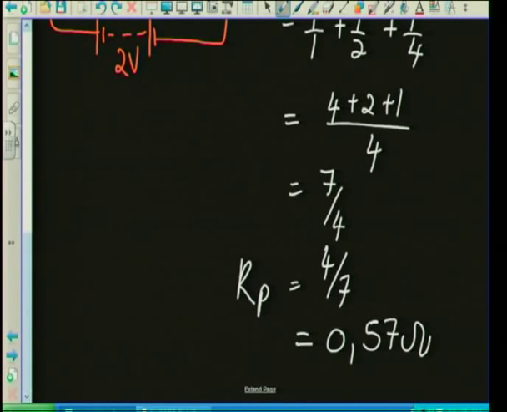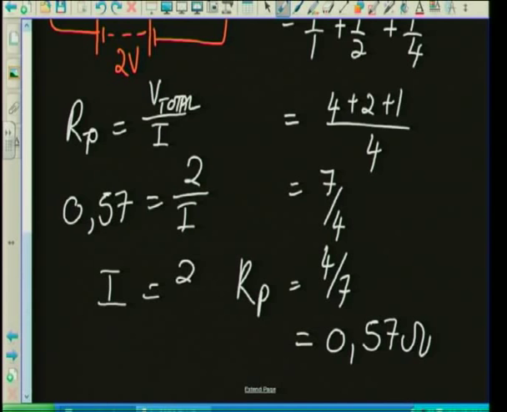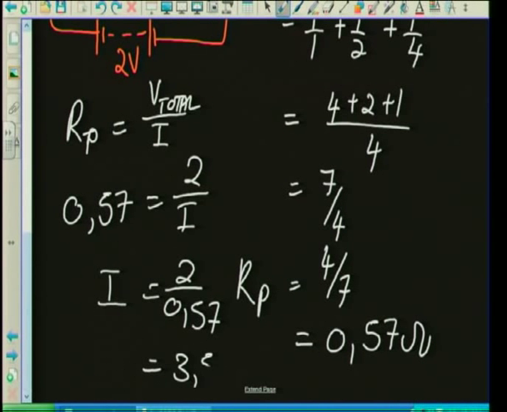Okay, so that's my total resistance, which would be my total voltage, which we've just worked out, divided by current. So that means we're going to have 0.57. I apologize, we know what that actually is equal to. Equal to 2 over I. Remember, they're going to change places. Now, this we need to use on the calculator. And we get 3.51 amps. Okay, that's my total.